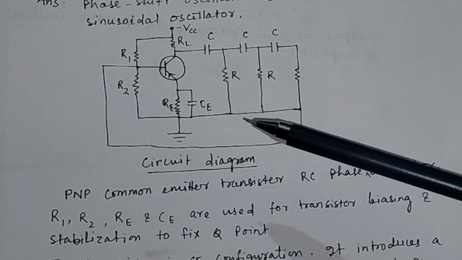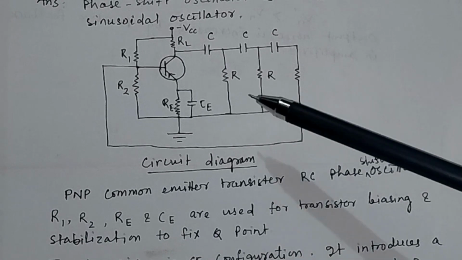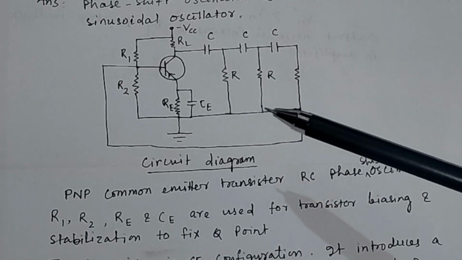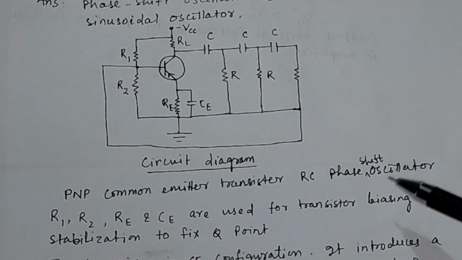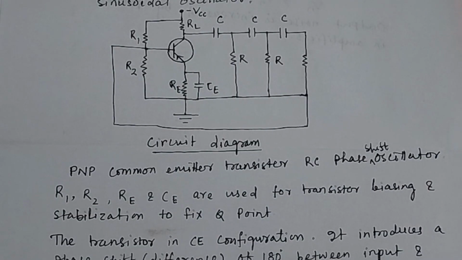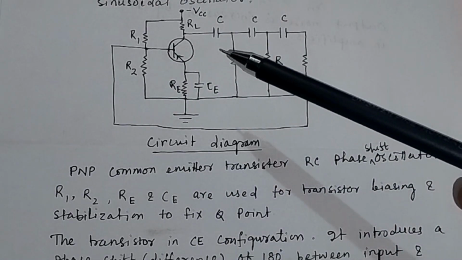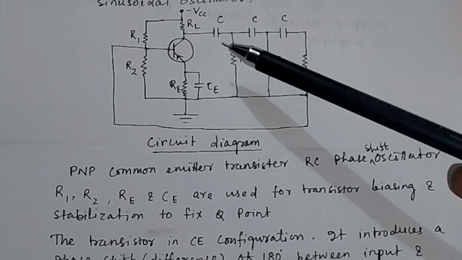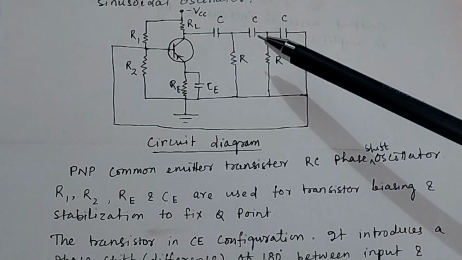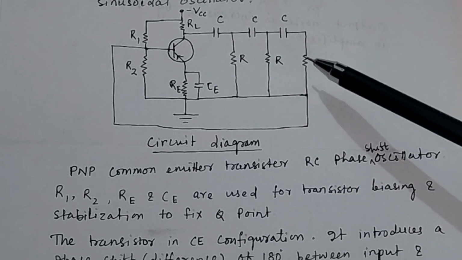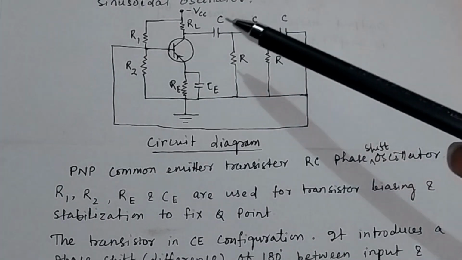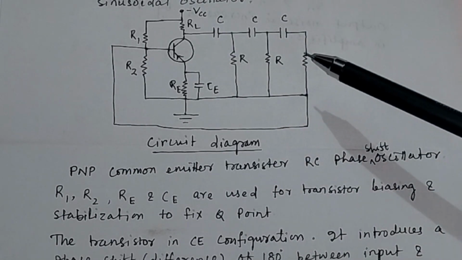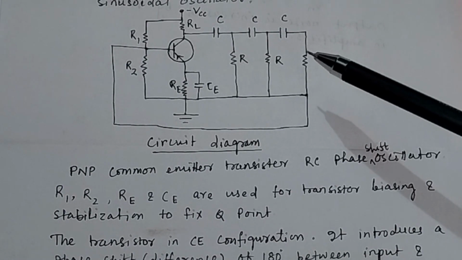But here we will discuss the phase shift oscillator, that is the PNP common emitter transistor RC phase shift oscillator. And what is the basic principle in the phase shift oscillator? As you know, each RC circuit gives a phase difference of 60 degrees. So you have three RC circuits. Here you will get a phase difference of 60 degrees. Here also you have 60 degrees, and here also 60 degrees. So the total of three RC circuits will give a phase difference of 180 degrees.